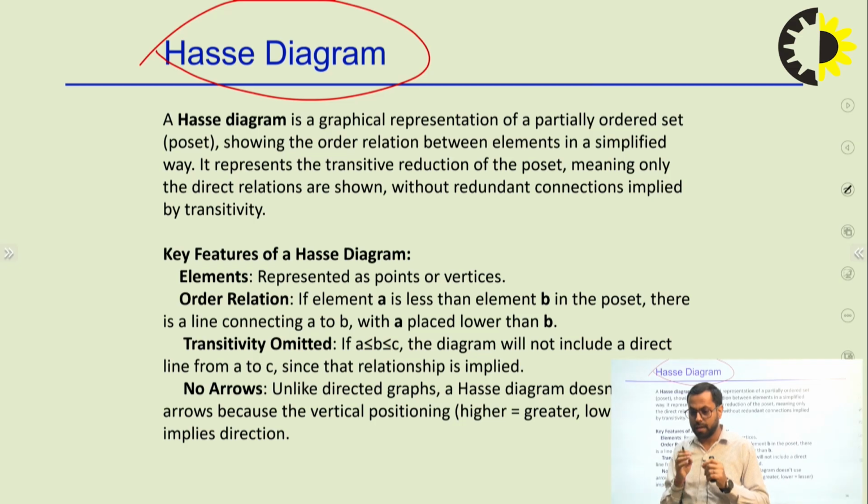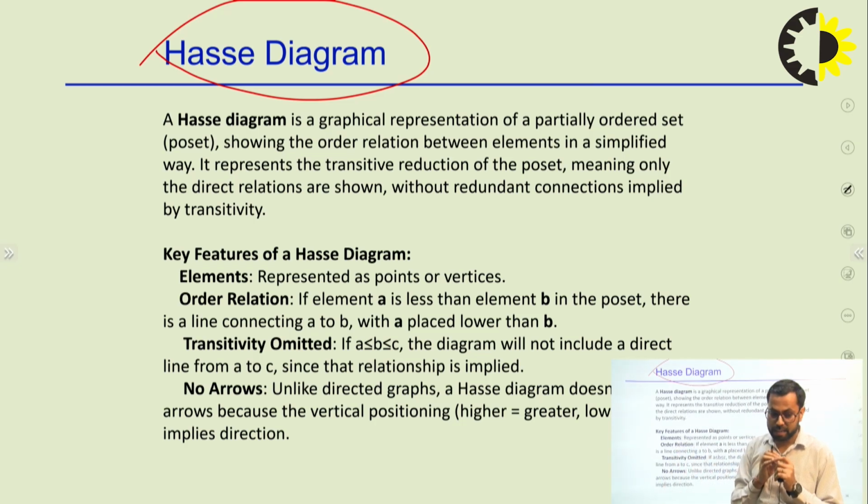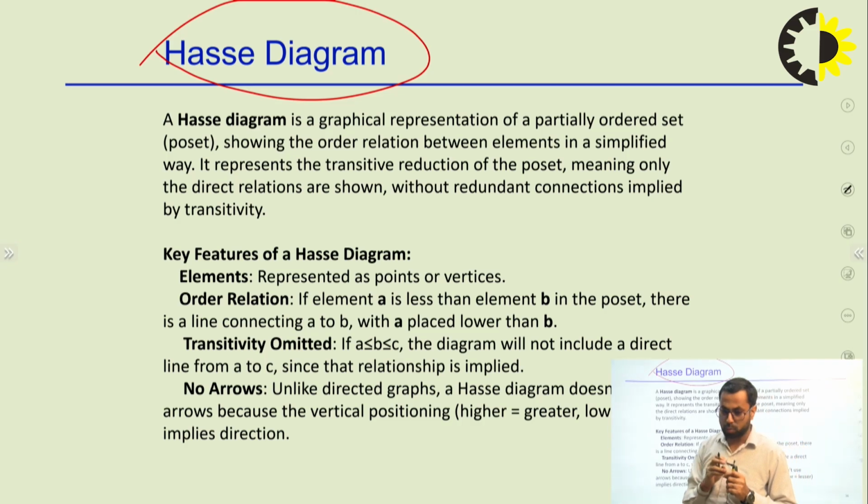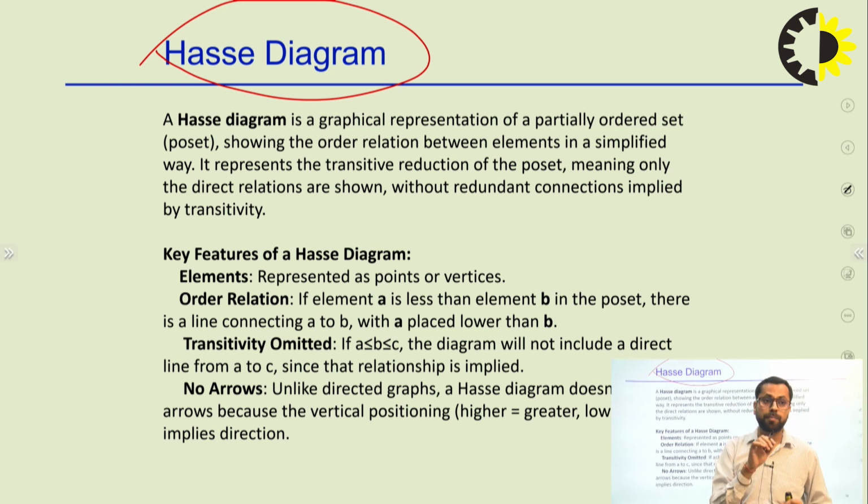So we can say, if the relation is reflexive, antisymmetric and transitive, we can prepare the Hasse diagram for the given relation. The minimum criterion to design the Hasse diagram is the availability of a poset, a partially ordered set.